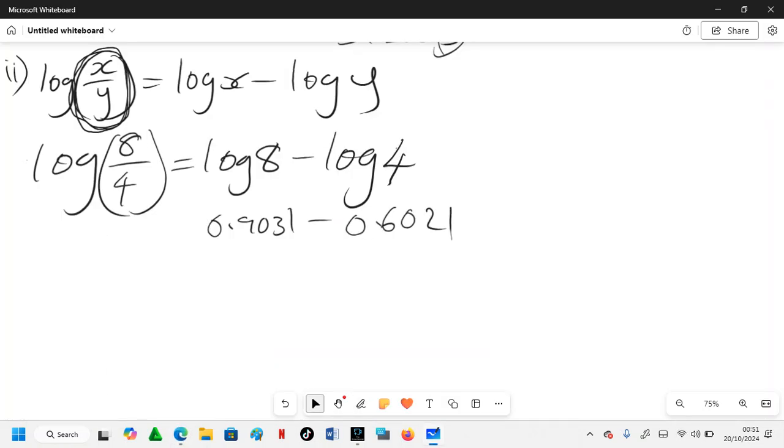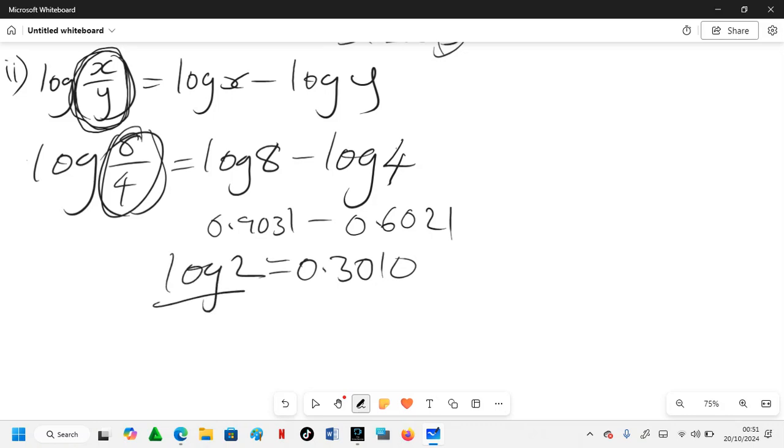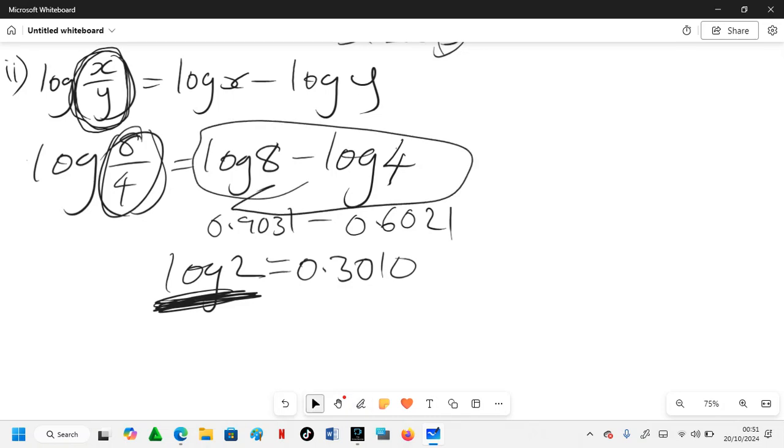0.6021, let's subtract them. This is 0.9031 minus 0.6021. That gives us 0.301, right? And this would have been found by directly just dividing 8 over 4, and 8 over 4 is 2. So this must be equal to the log of 2. I'm just using this principle to prove that it's the same.